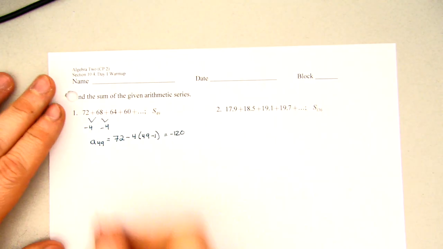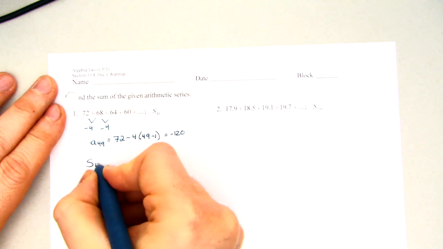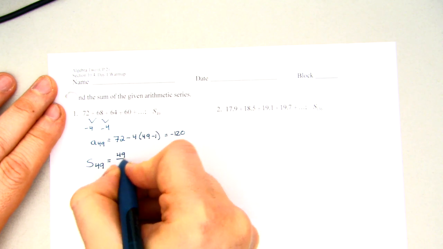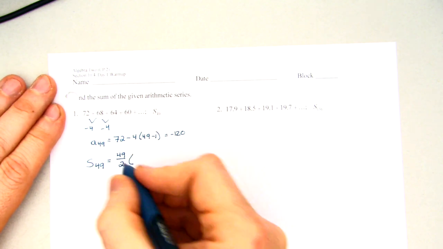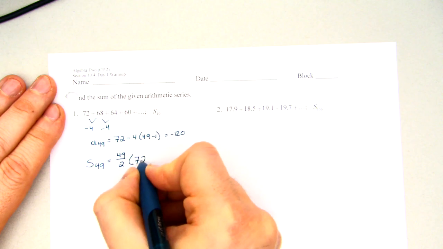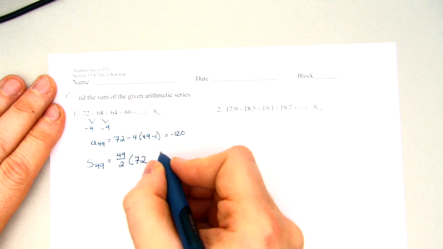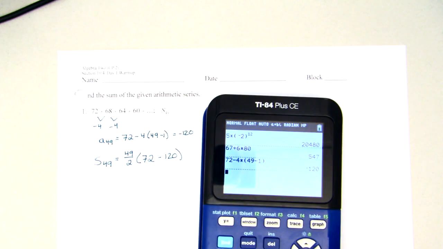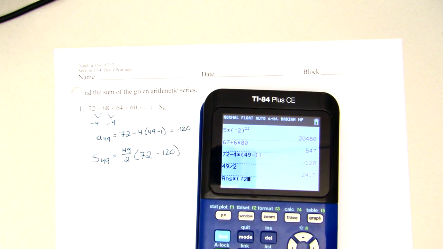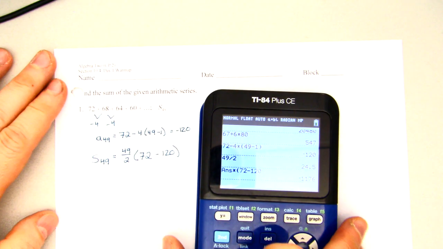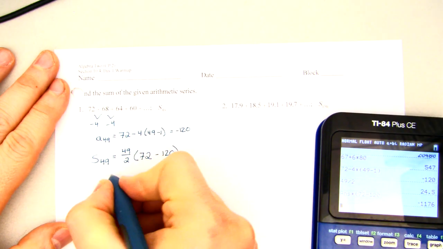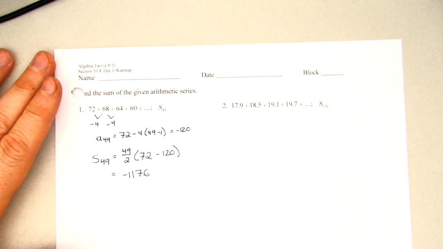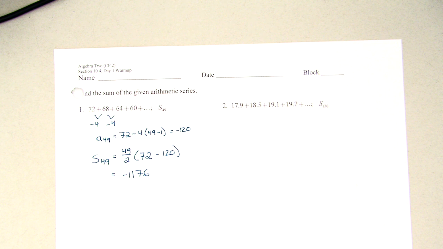I now have everything I need to be able to use the arithmetic series formula. S sub 49 will equal 49 over 2 times A1 is 72 plus AN, in this case A sub 49, is minus 120. 49 divided by 2 times 72 minus 120 will give us -1,176. Please try number 2 and submit your answer to Edpuzzle.